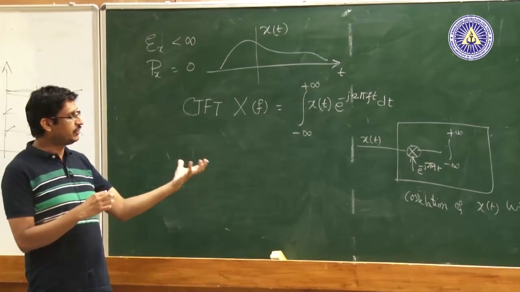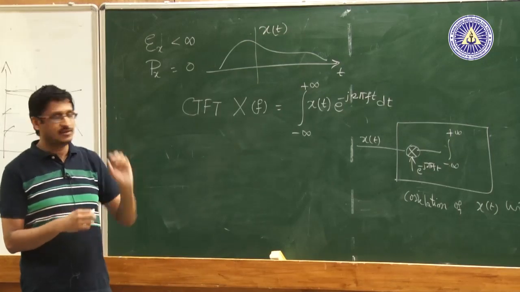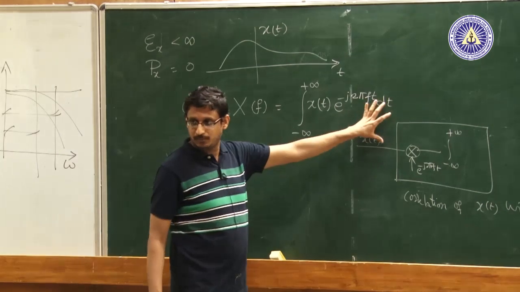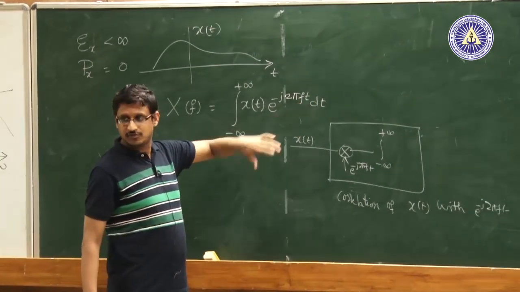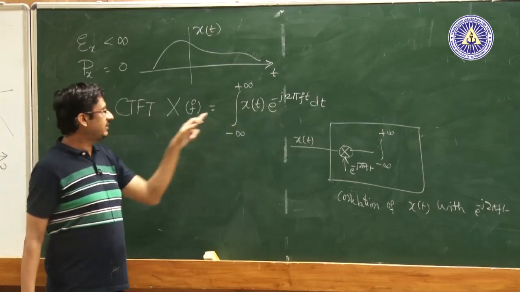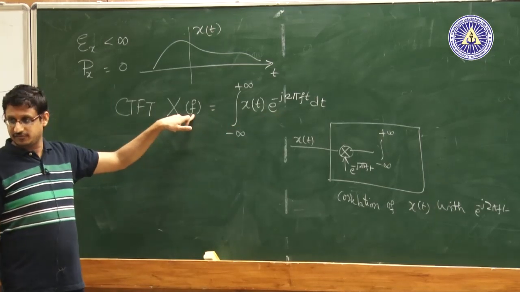I am projecting x of t onto this e power minus j 2 pi f t, and there are an infinite number of such e power minus j 2 pi f t's now, right, because I have f going from minus infinity to plus infinity. And the result of this operation is x of f.